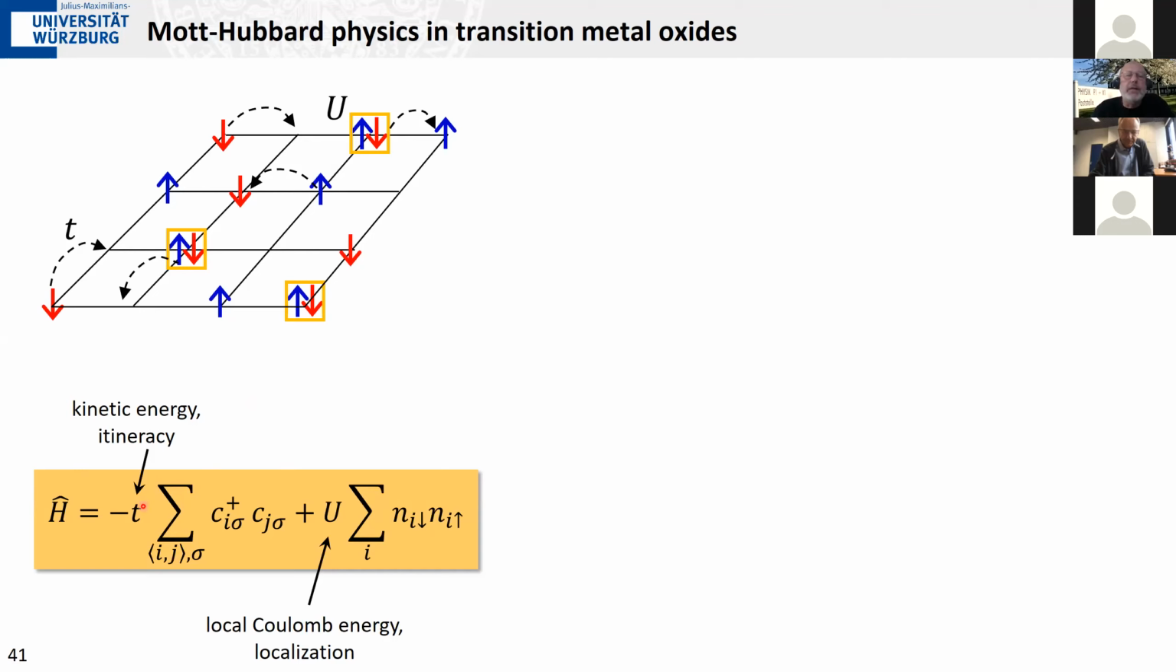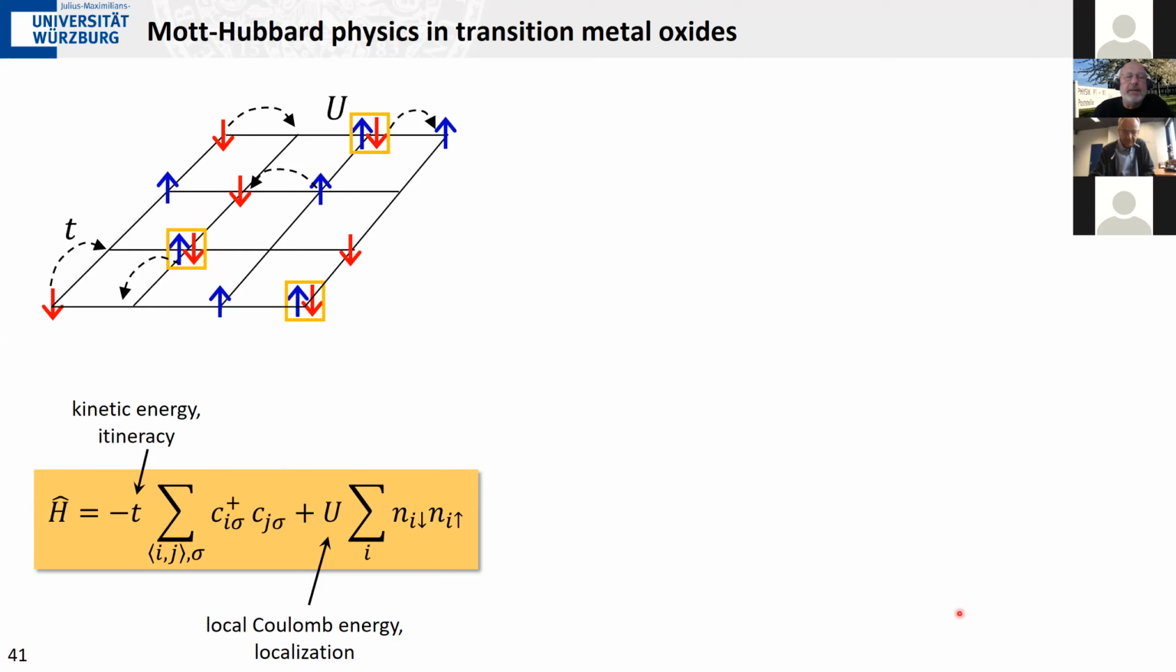But then we have to take into account that if you have two 3D electrons sitting on the same site, there will be a strong Coulomb repulsion of these two electrons, and that costs energy. And this is described by this term here. And we condense all the Coulomb terms in this single number U. That's the local Coulomb energy that two electrons have to pay when they are on the same site. So such a situation here is energetically very costly.